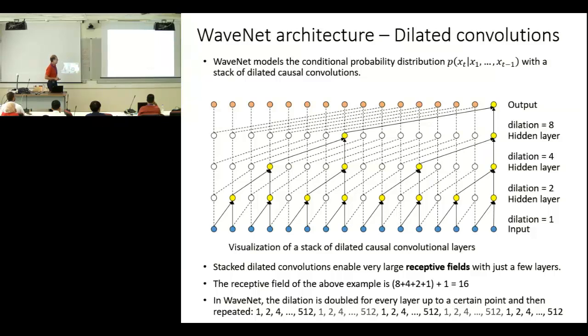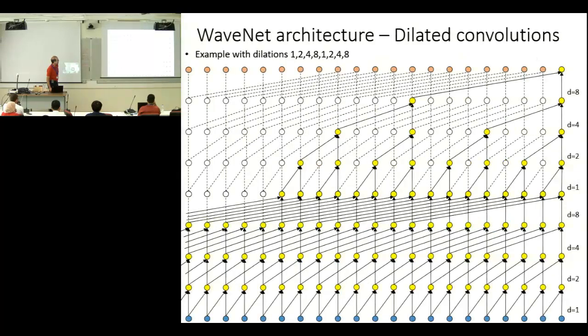In the original paper of Wavenet, the dilation is doubled for every layer up to a certain point and then is repeated. So we have 1, 2, 4, up to 512 dilation, and then we repeat it and repeat it and repeat it. And this is another example of how this works: after one block of dilations follows another block of dilations.